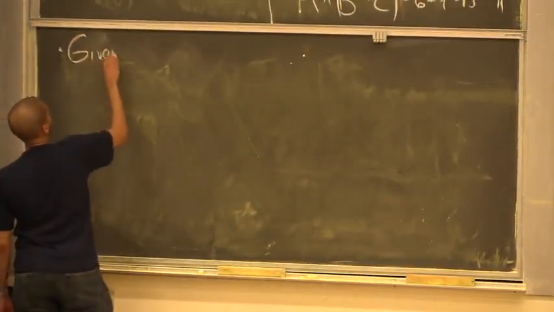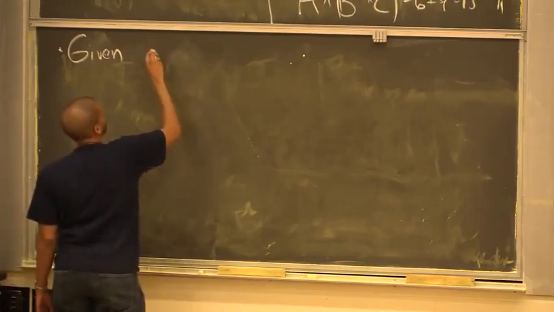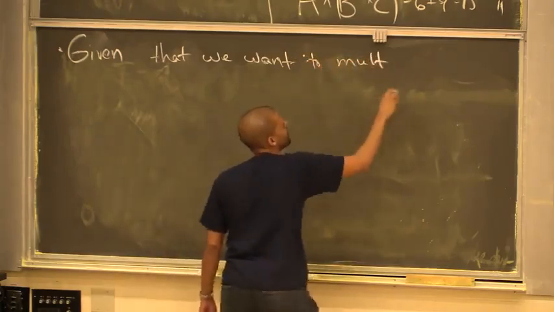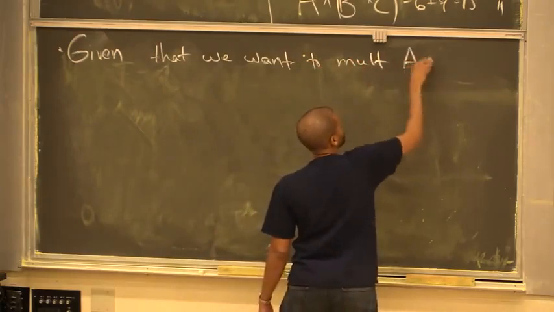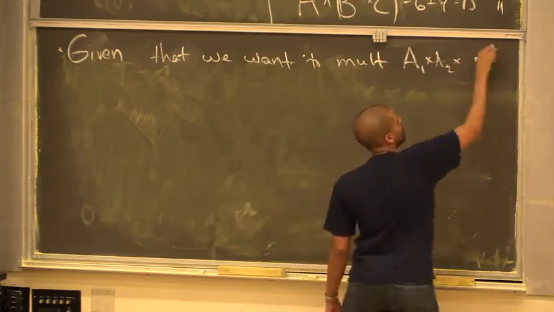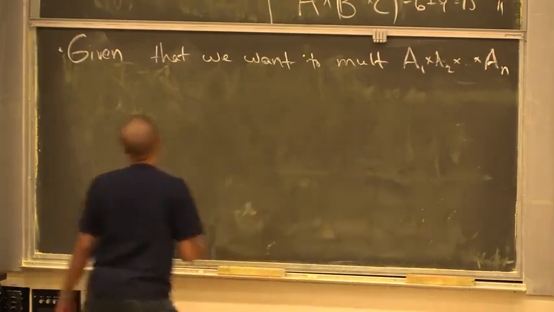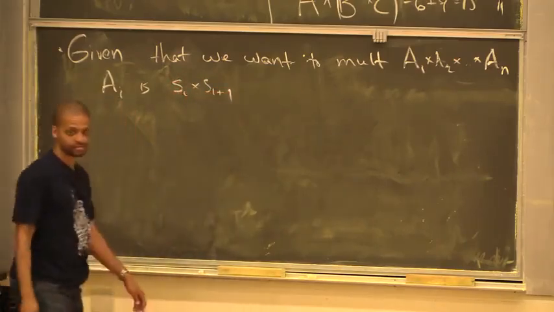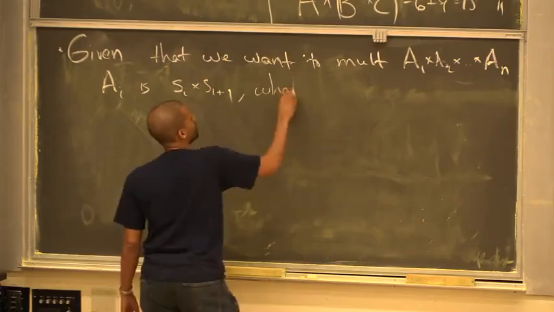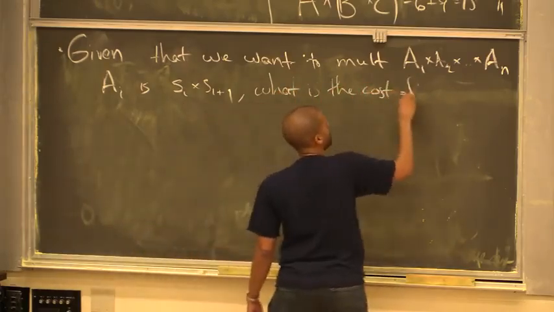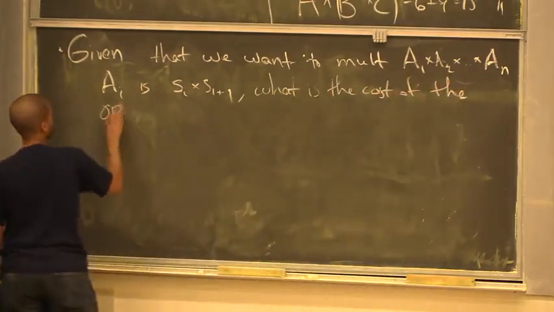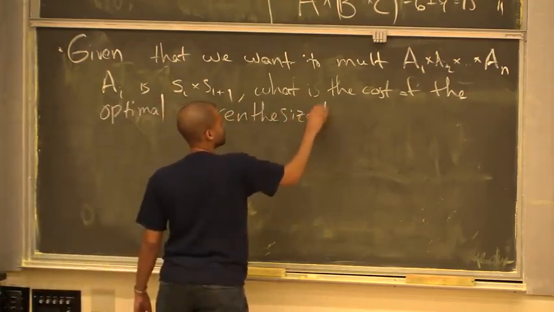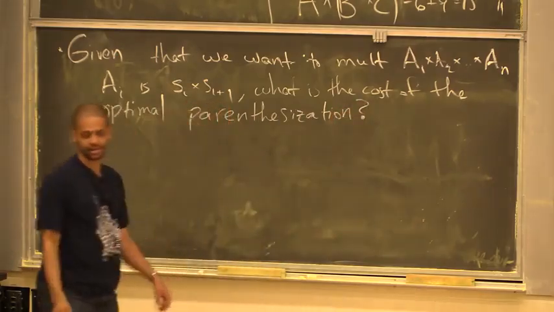So given, let's say, that we want to multiply A1 times A2 times ... AN, and AI is, let's say, SI by SI plus 1, what is the cost of the optimal parenthesization? Okay, that's the question.